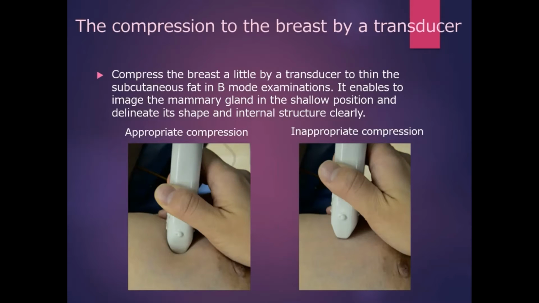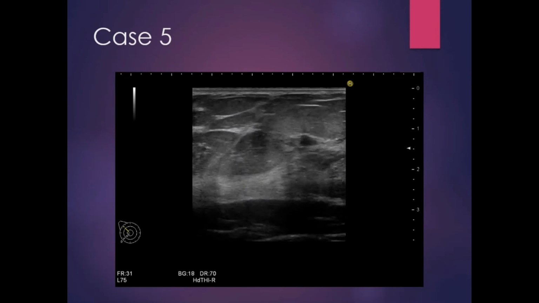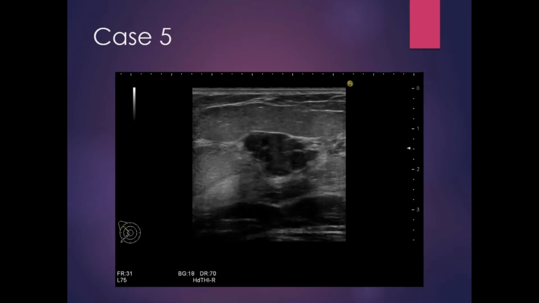The compression to the breast by a transducer also affects the image quality. In B-mode images, compress the breast a little by a transducer to thin the subcutaneous fat. It enables you to image the mammary gland in the shallow position and delineate its shape and internal structure clearly. Let me show an example case. Please see a movie.